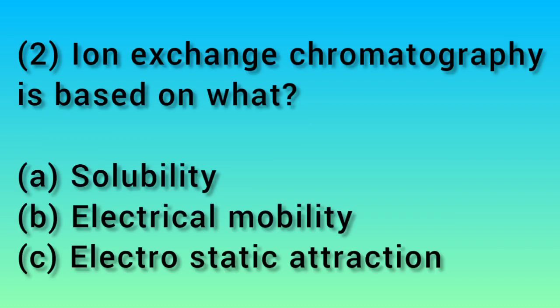So next, look at the second question. Ion exchange chromatography is based on what? The options are A solubility, B electrical mobility, and C electrostatic attraction. So the correct answer is option C, which is electrostatic attraction. So ion exchange chromatography is based on electrostatic attraction.